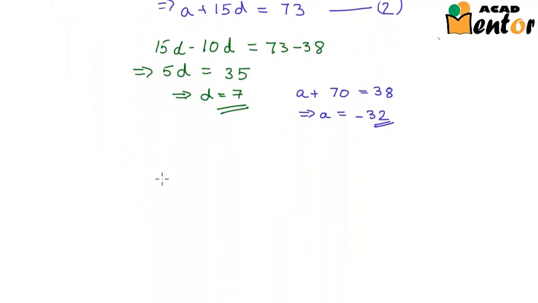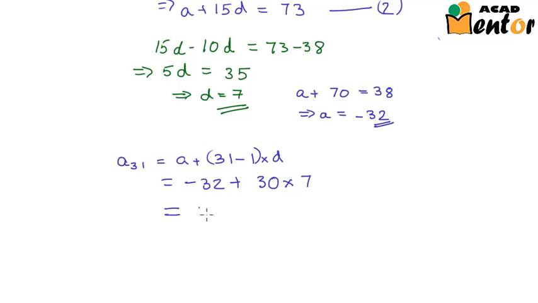So A31 would be a plus (31 minus 1) times d. Now this is equal to, we know the value of a, that's minus 32, plus 31 minus 1 is 30 into d, which is 7. This gives us 178. So the 31st term is 178. This is the final answer.